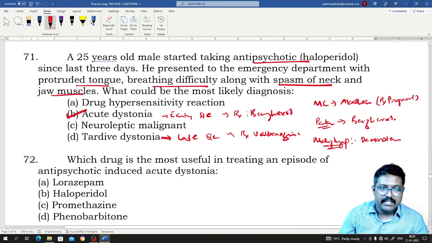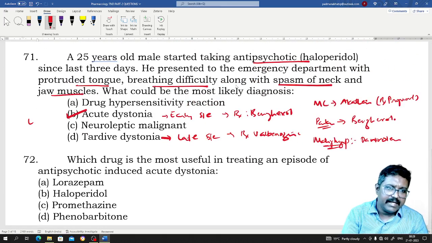So usually all these are called extrapyramidal symptoms. Extrapyramidal symptoms are seen with the typical ones, but they are not seen with the atypical ones.